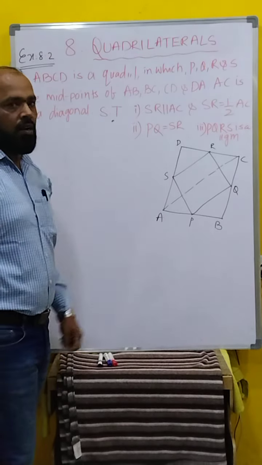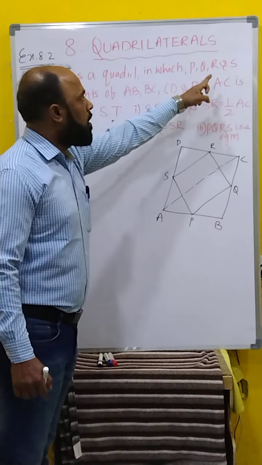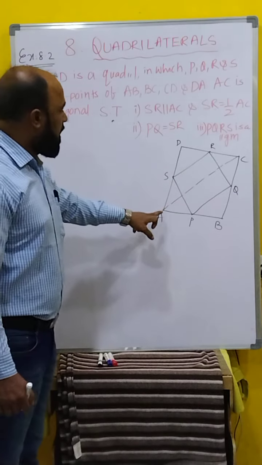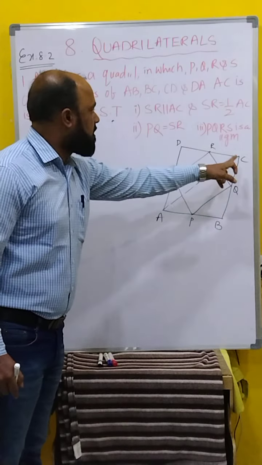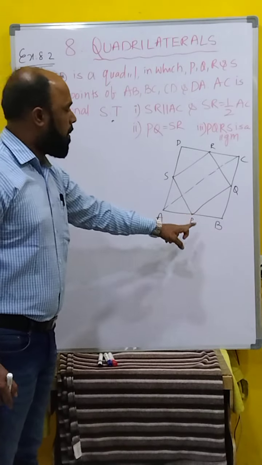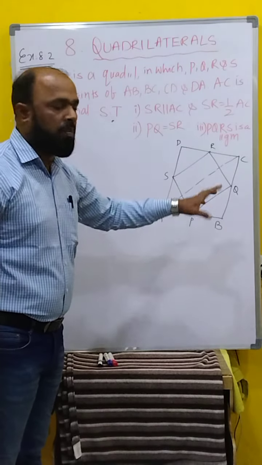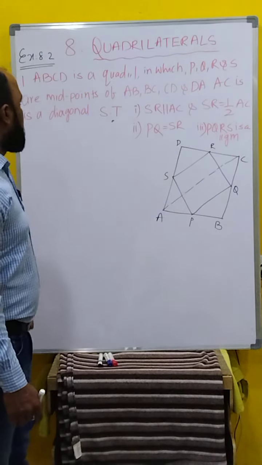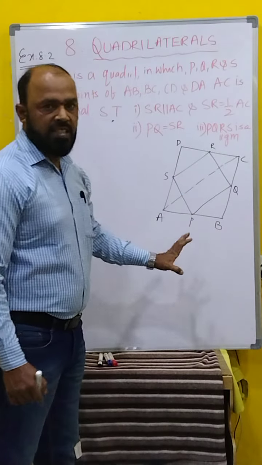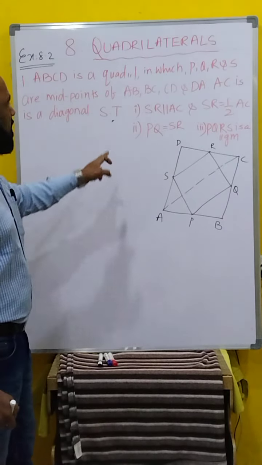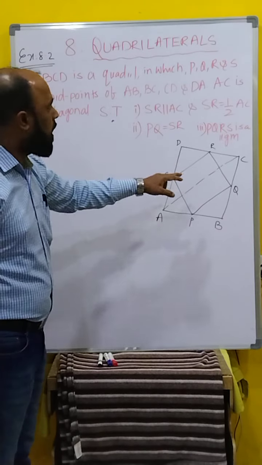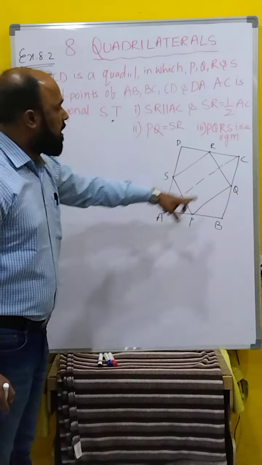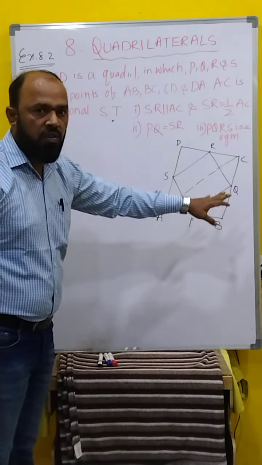ABCD is a quadrilateral in which P, Q, R and S are the midpoints of AB, BC, CD and DA. Then AC is the diagonal that is given. AC is the diagonal. Then show that SR is parallel to AC and SR is equal to half of AC.